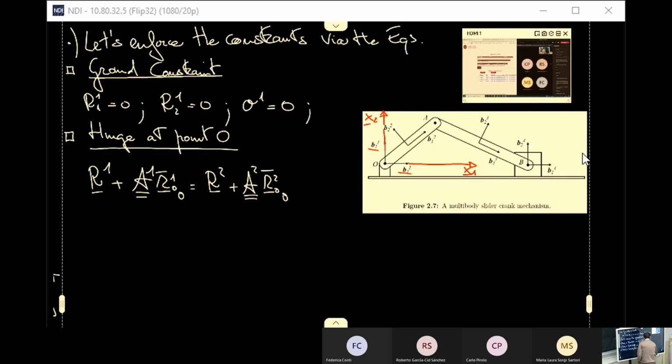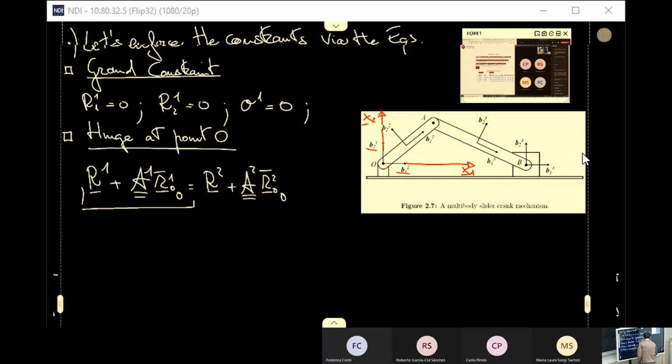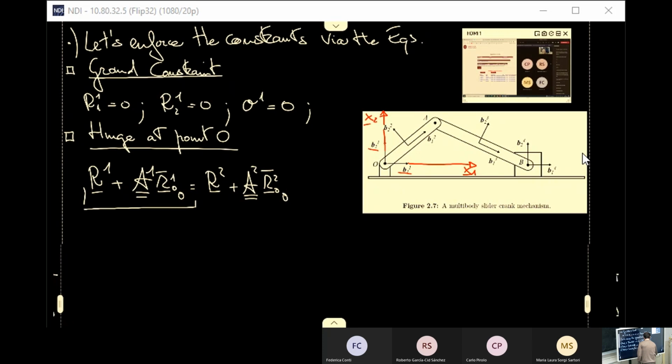Then this first part here would amount to what? This is the position of point O given with respect to the body 1. So, why is it 0? Because this is 0, as it's the center of the local frame, and this is 0 because it's the center of the inertial frame. So this is 0, just to simplify.